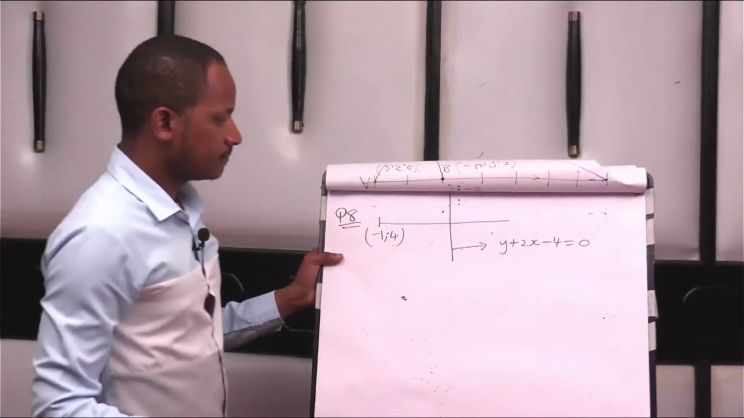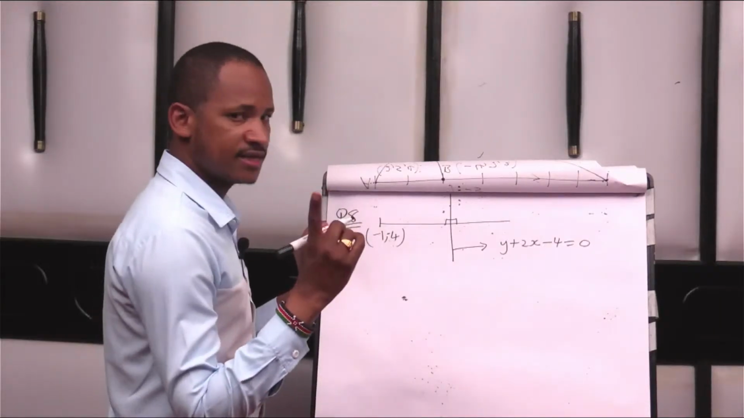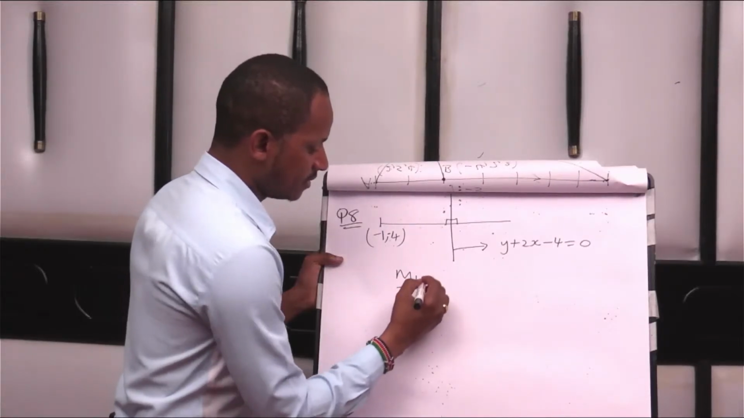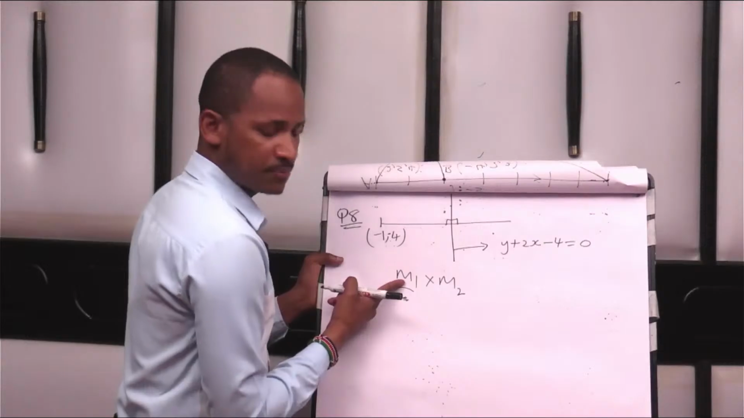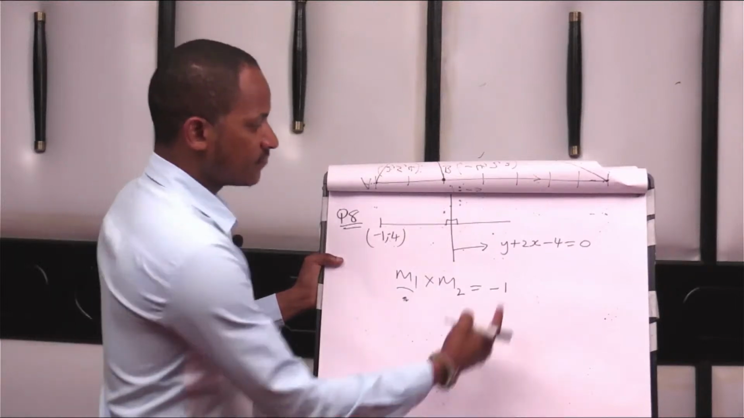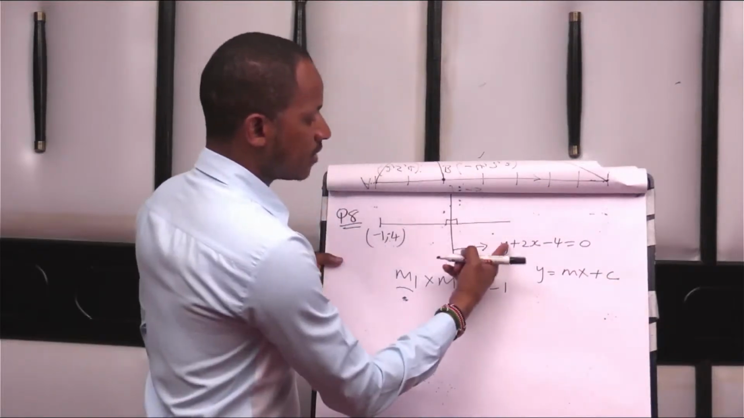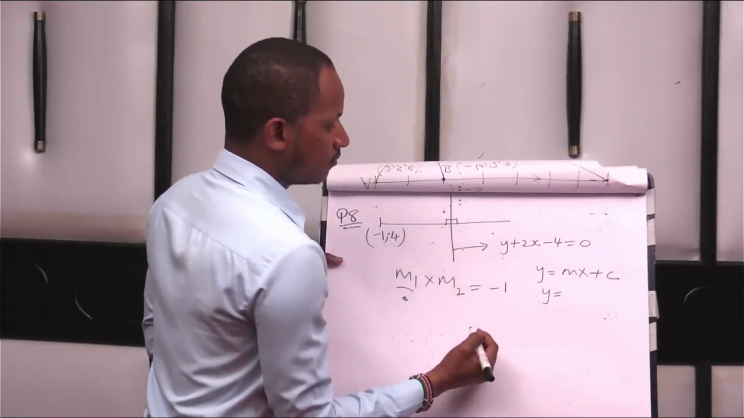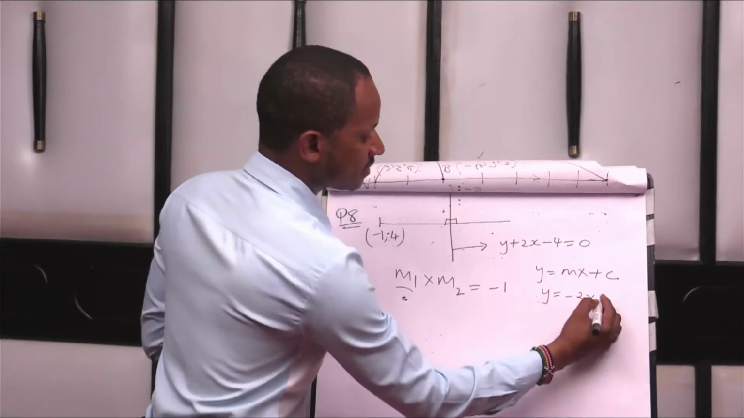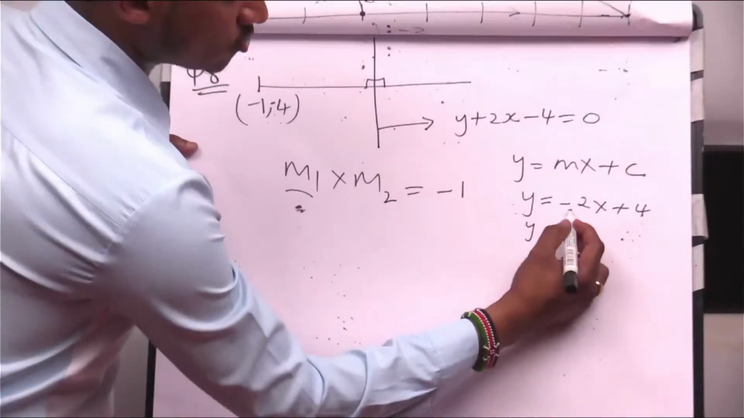So without sweating, if these two lines are perpendicular, what do we know about their gradients? The product of their gradients equals negative 1. Therefore, gradient of line 1 times gradient of line 2, m represents gradient, m1 times m2 equals negative 1. Therefore, write this equation in the form y equals mx plus c. So make y the subject of the formula. y equals, when 2x crosses the other side it becomes minus 2x. When 4 crosses the other side it becomes plus 4. So y equals minus 2x plus 4.